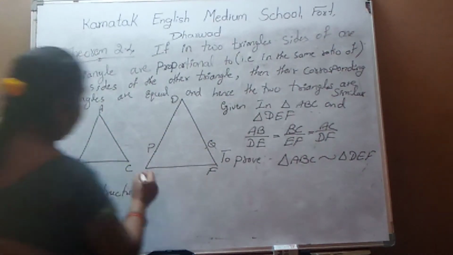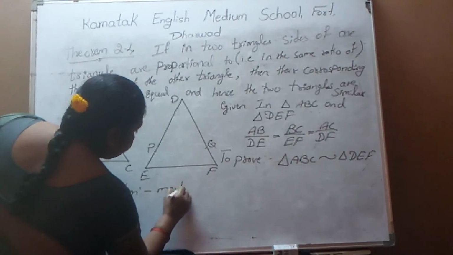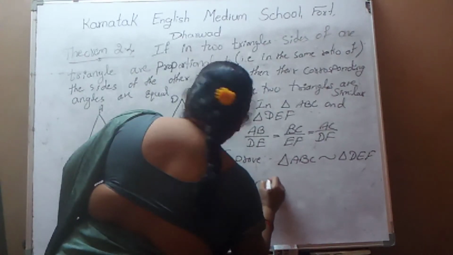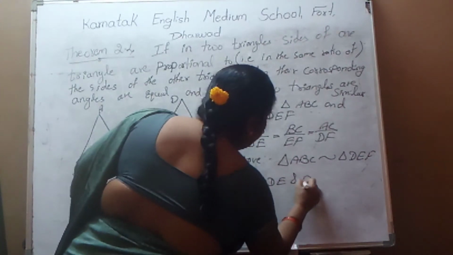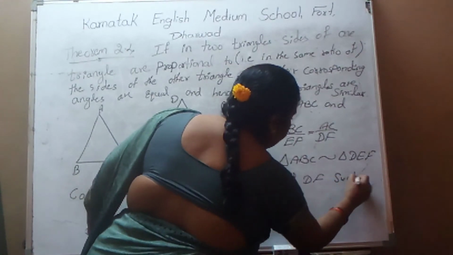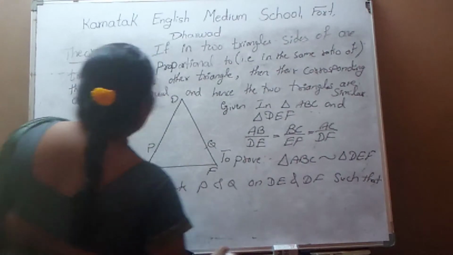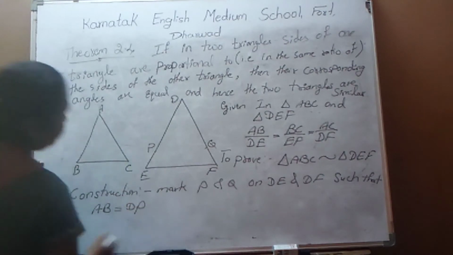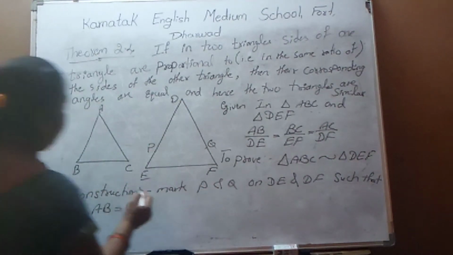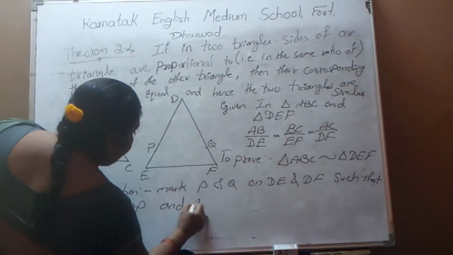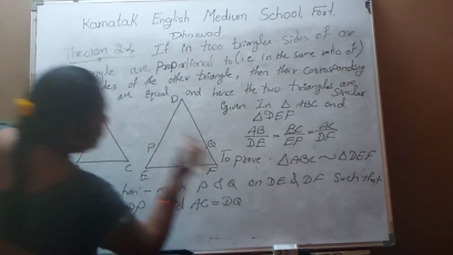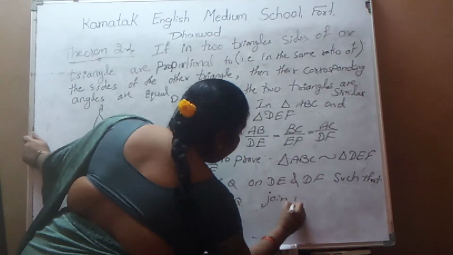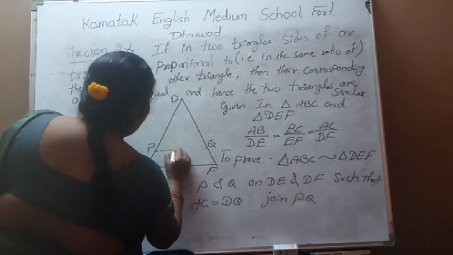Mark two points P and Q on DE and DF such that AB equal to DP, and AC equal to DQ, and join PQ.